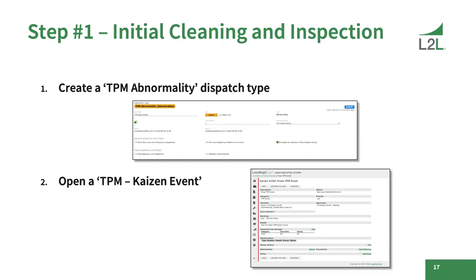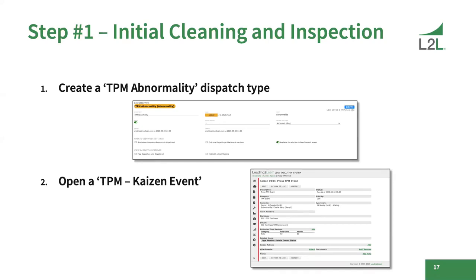Right? And then I would really concentrate on those things. So the first thing I do in Leading the Lean is go in and put a TPM abnormality dispatch type, or a number of dispatch types if you wanted to break those out into categories. But give the frontline folks a way to actually put in that problem, so that small minor thing they see every day is going to come and get fixed, right?